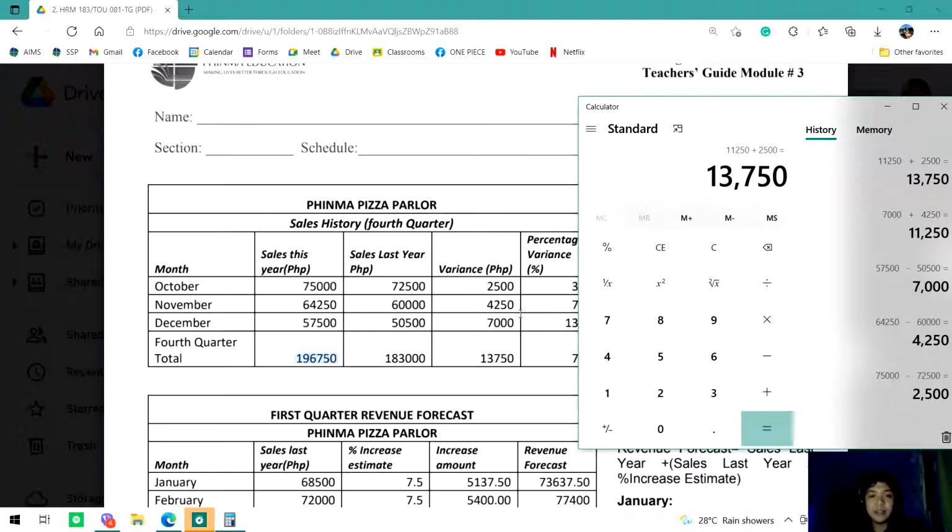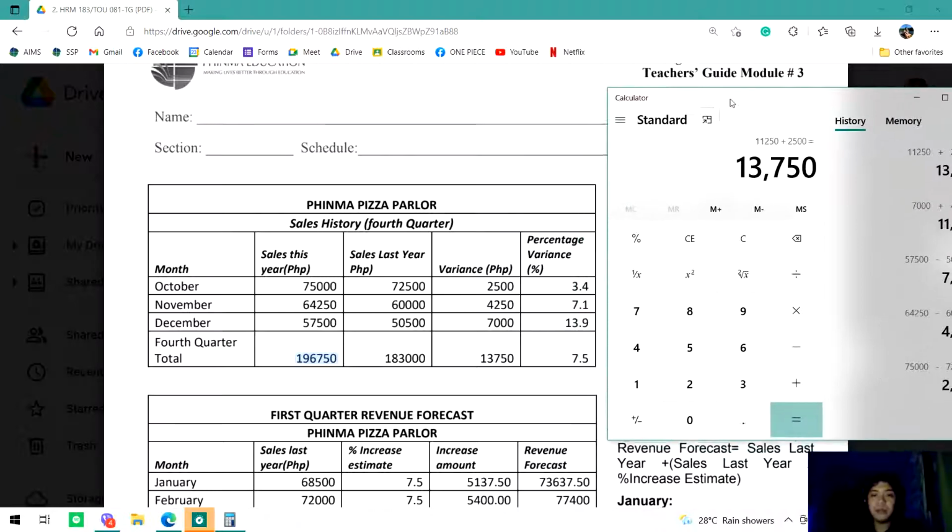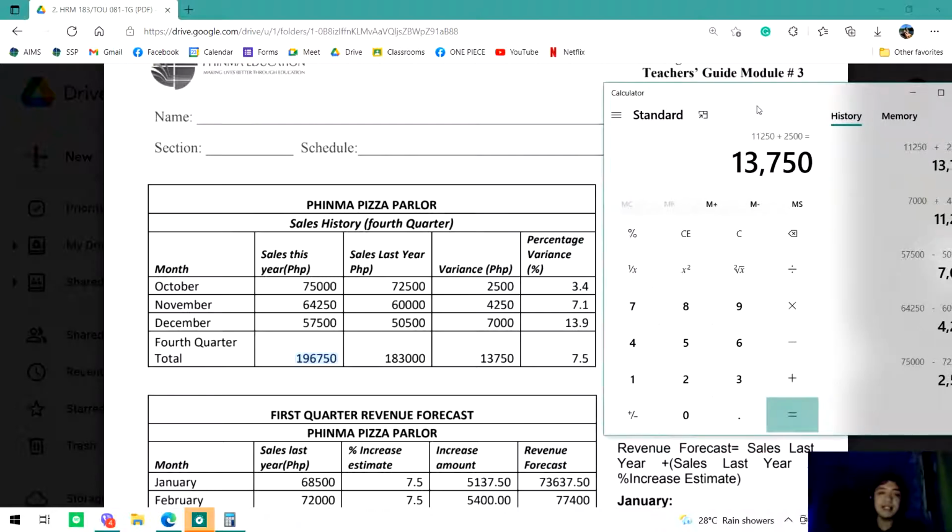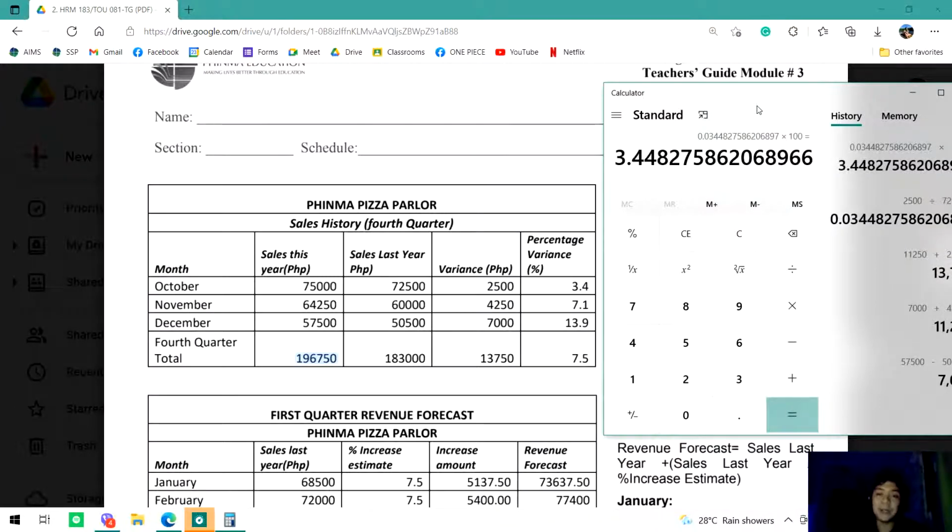To get the percentage variance, alam nyo naman na yan kung paano, di ba? Variance over sales last year. So let's see. 25 divided by 7,500. That is 0.034 times 100. That is 3.4. So tama siya.